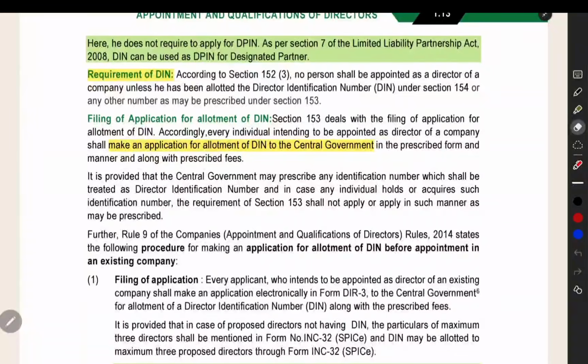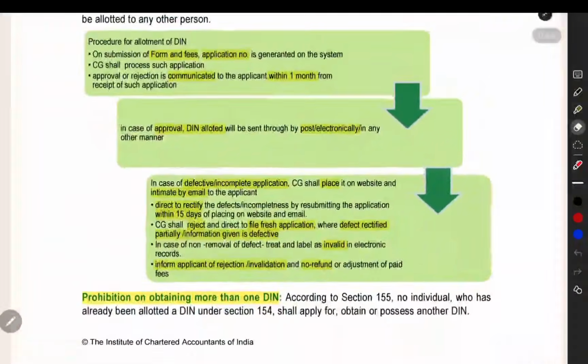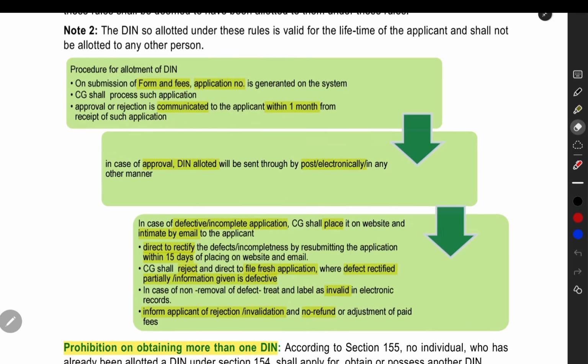Now, everyone should have a DIN. We have to make an application to the central government, as we already saw. We are going to see the process of obtaining DIN in a very short manner. First, you have to fill the form, pay the fees, and then apply to the central government. You will get an application number. The central government will process the application, and within 1 month, you will be communicated about the approval or rejection of your application. If you are approved, your DIN will be allotted, and you will get it electronically or by post. You will be communicated the DIN in any manner.